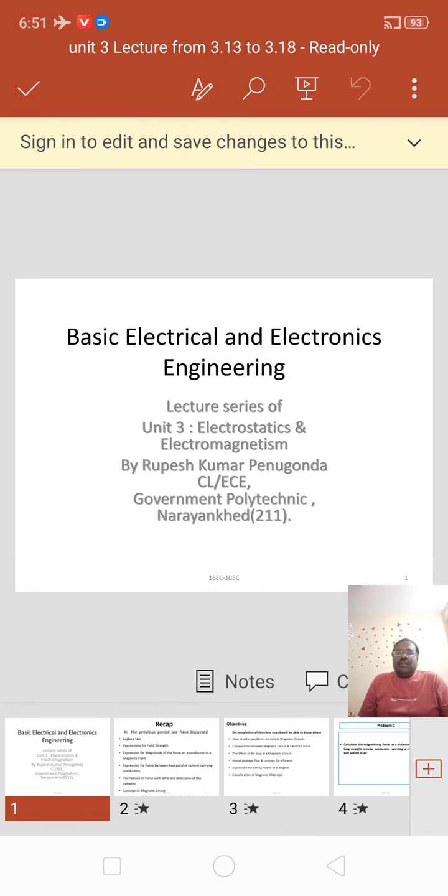Students, today we will learn about Unit 3, Electrostatics and Electromagnetism, by Rupesh Kumar Penugonda, Government Polytechnic, Narayankhed.